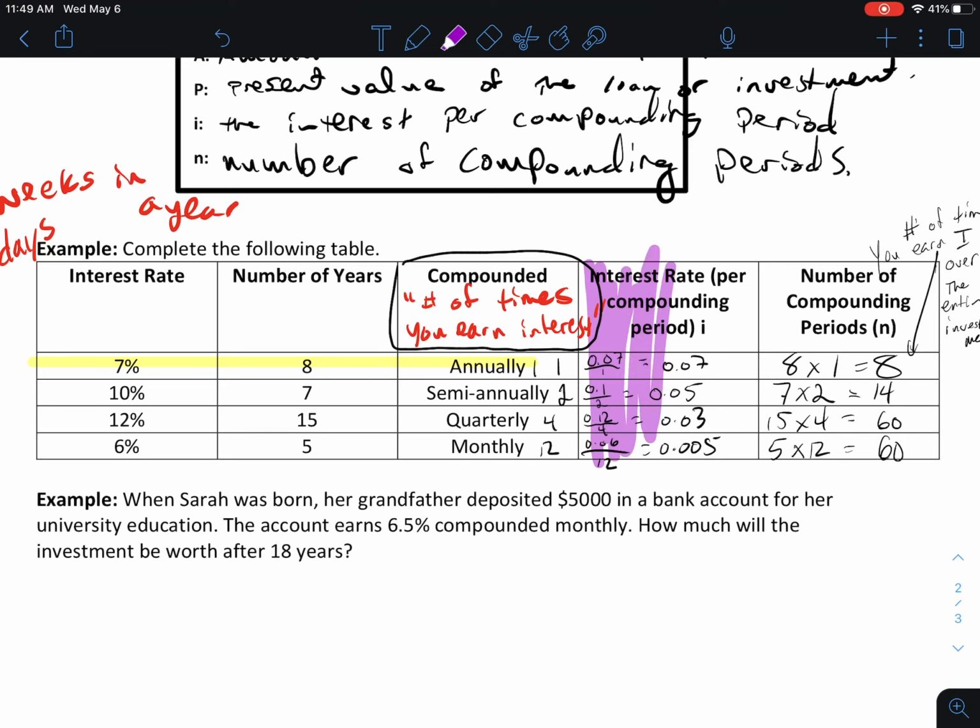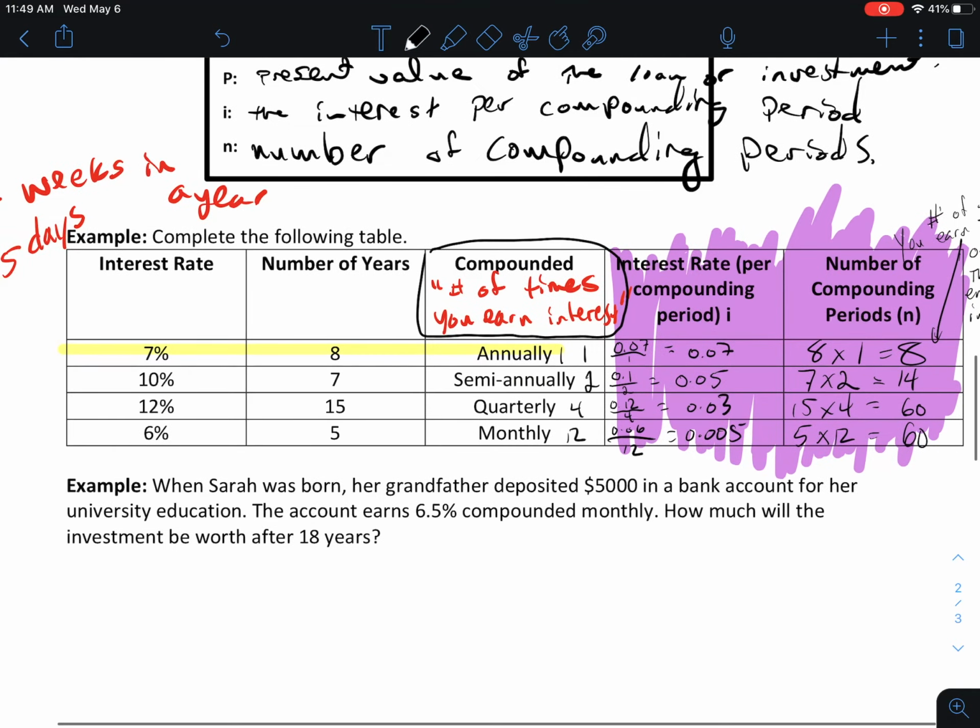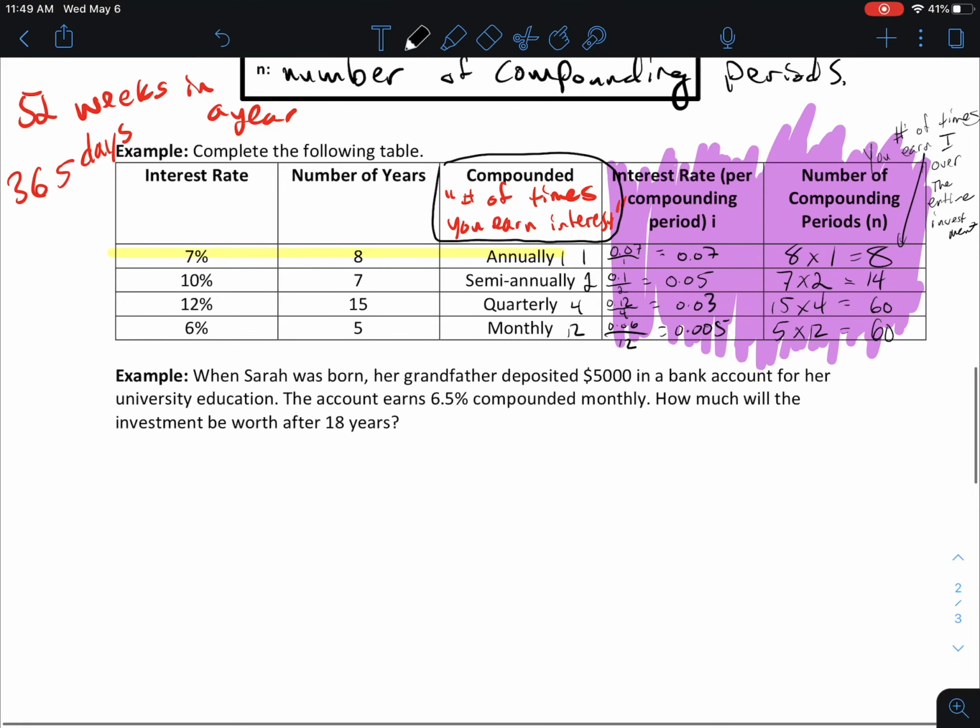So let's take a look at these two columns here, because these are really the trick, the main difference between these questions versus the simple interest questions. The challenge to these questions is being able to figure out these two variables, which you're going to have to do every time. The process isn't going to change that much though. We're still going to write down on the left side the things that I know and the things that I don't know.